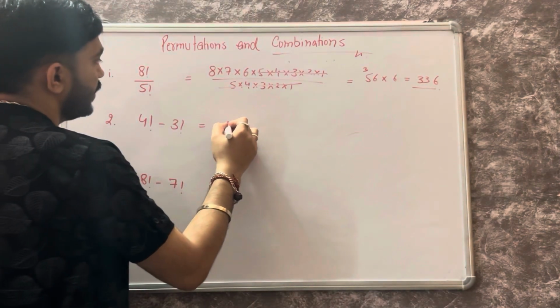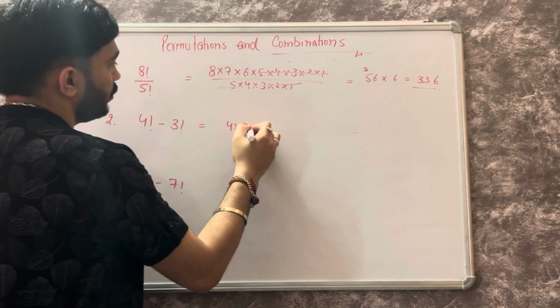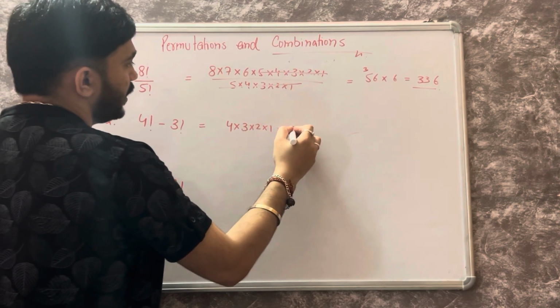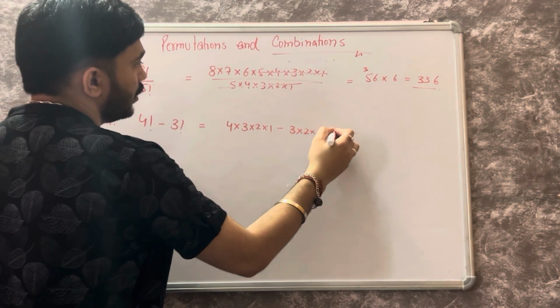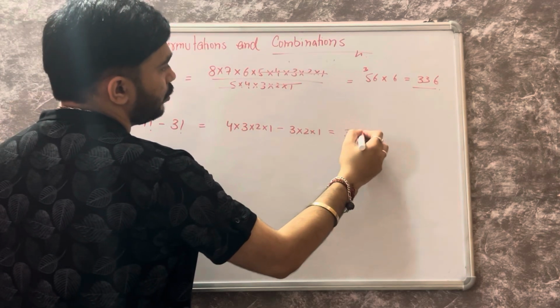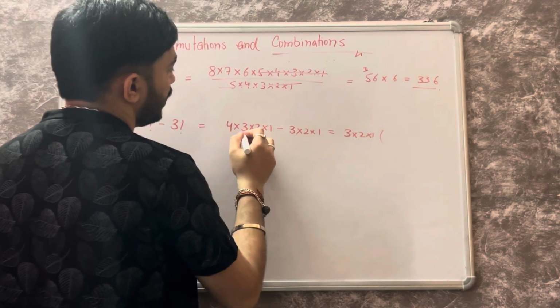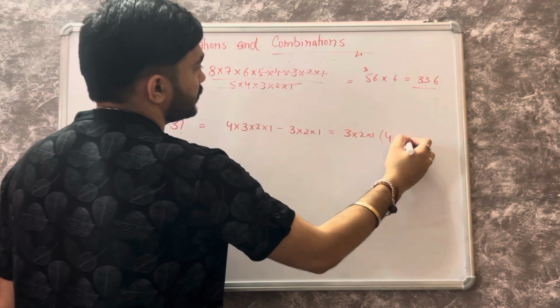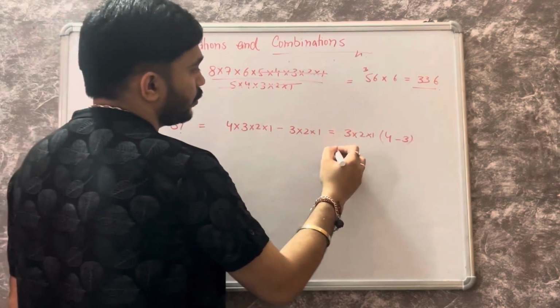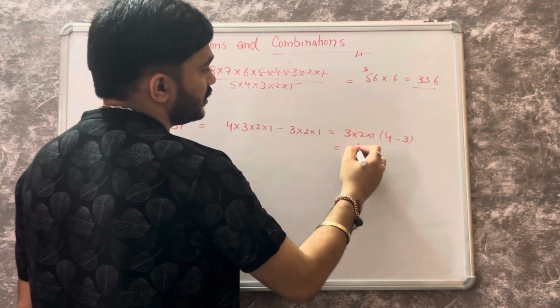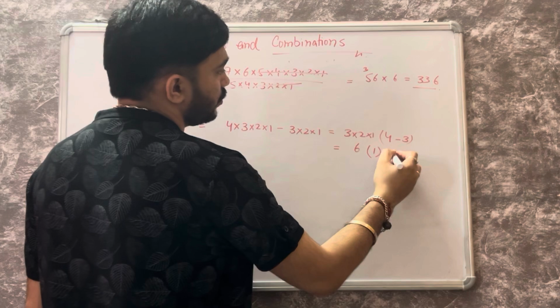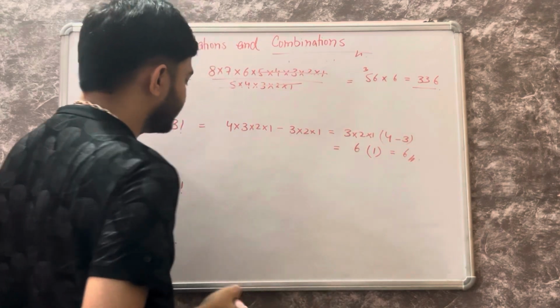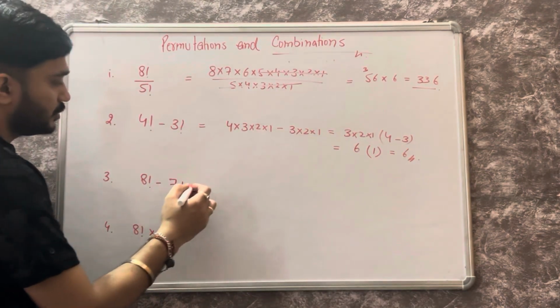Here you can solve it as 4 factorial, written as 4 into 3 into 2 into 1, minus 3 into 2 into 1. You can take 3 into 2 into 1 as common and you are left with 4 minus 3. Now look here, multiply this: 3 into 2 is 6 and 4 minus 3 is 1. So the answer of this question is going to be 6. Talking about this, you can do the same.